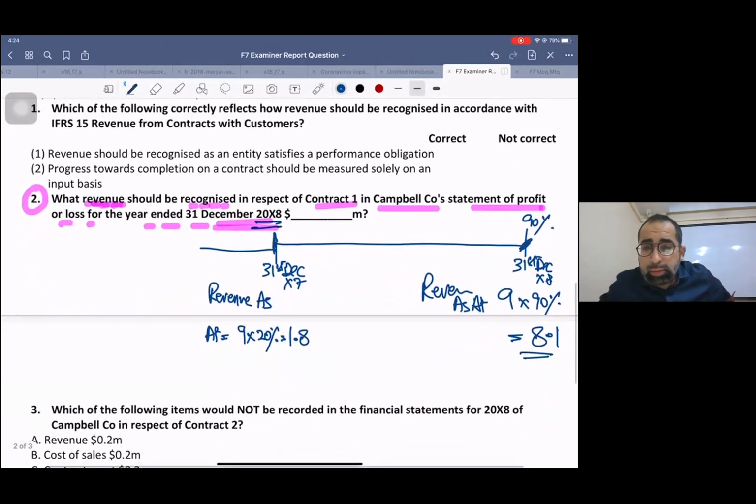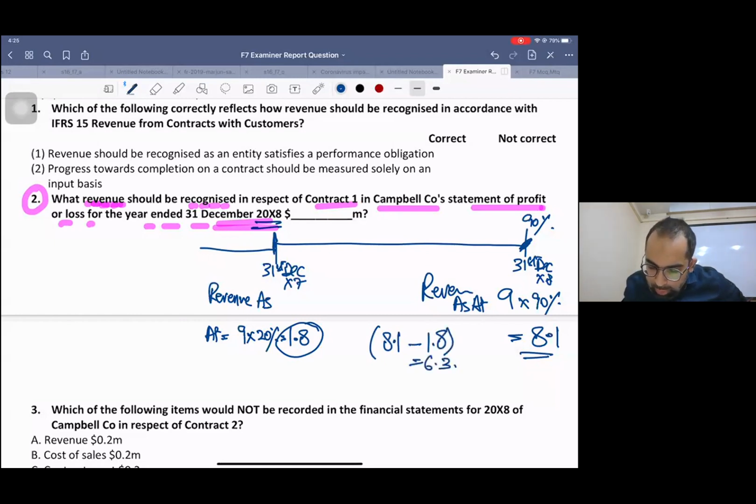The revenue as at 31st December X8 is 8.1. Total cumulative is 8.1, and last year we already booked 1.8. So just take the difference. 8.1 less 1.8 is, I think, 6.3. So for the year, revenue is 6.3 million.